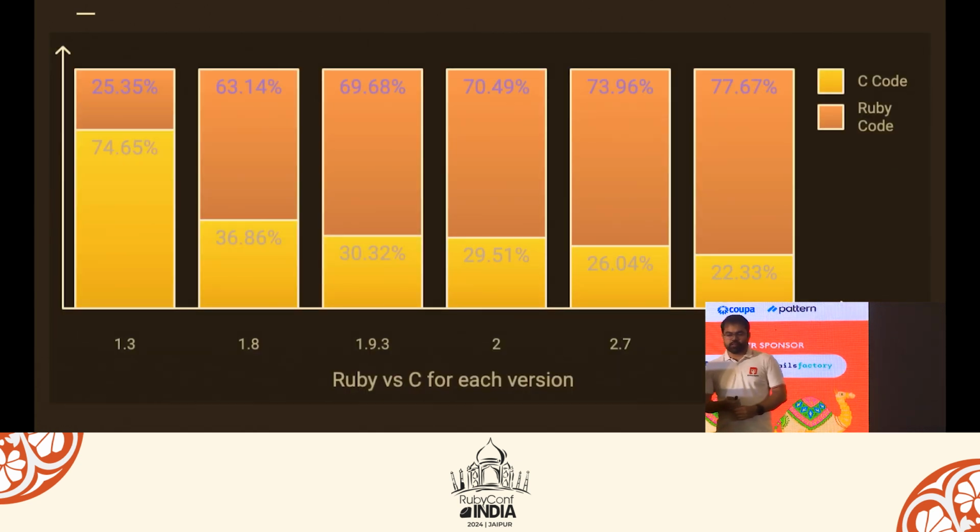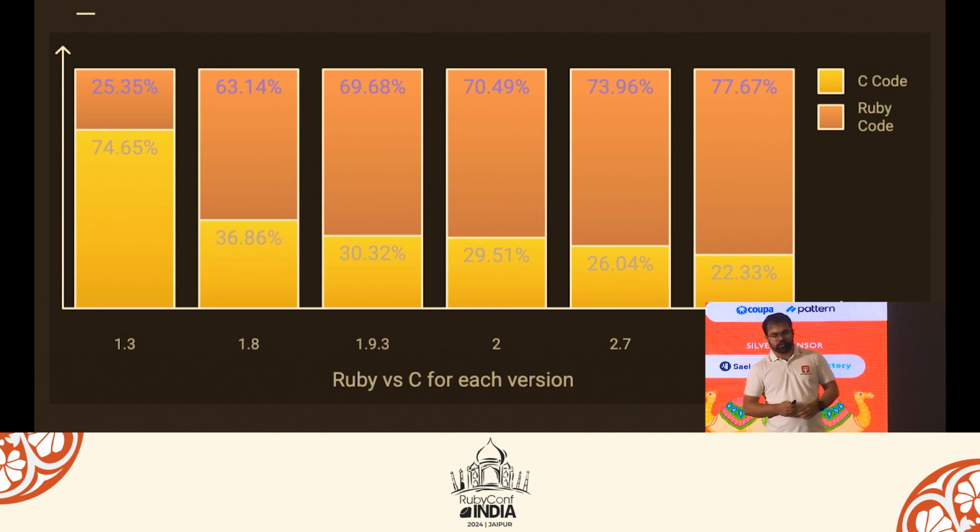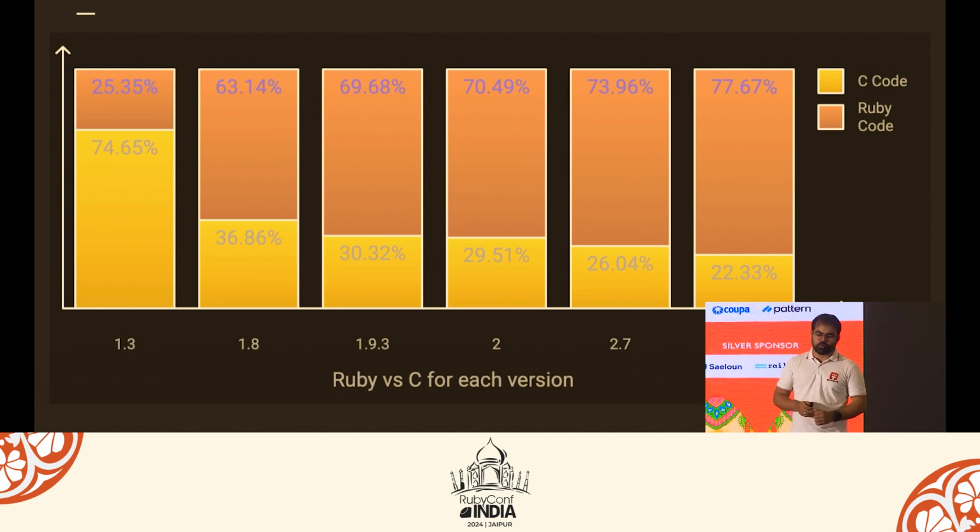Yeah. And this is the graph that I have, which shows the percentage of Ruby code and the percentage of C code over multiple Ruby versions. So what we have here is Ruby 1.3, where close to 75% of the code was in C and just 25% in Ruby. And over the years, with 3.3, we have just 22% in C, while 77% in Ruby. So almost a complete switch. Now the numbers for 3.3 don't add up to 100, and the reason for that is there is also Rust code that is not included in here.